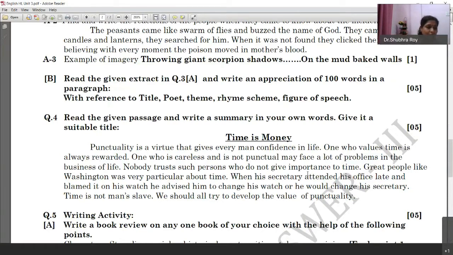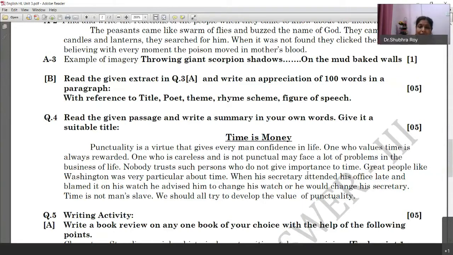So this is about the value of time. Give it a suitable title. 1 mark is reserved for a suitable title. So read the complete passage. I have given the title Time is Money. According to the passage, if you have the question paper, you can go through and read the extract, and then you will see how short this summary appears to be.